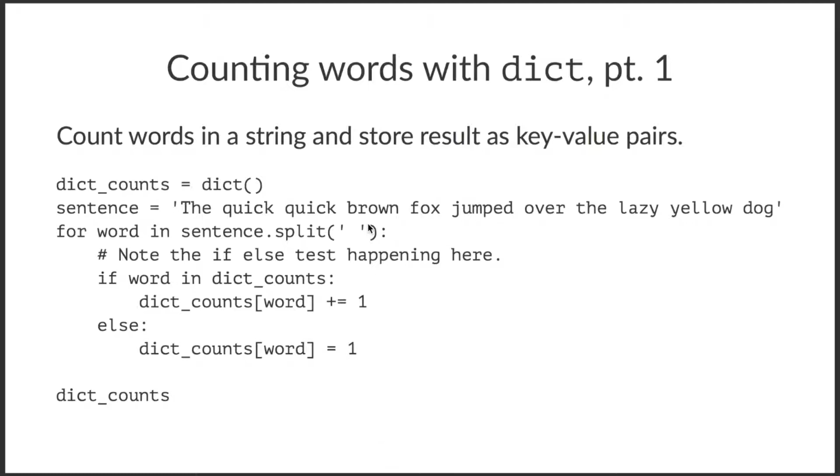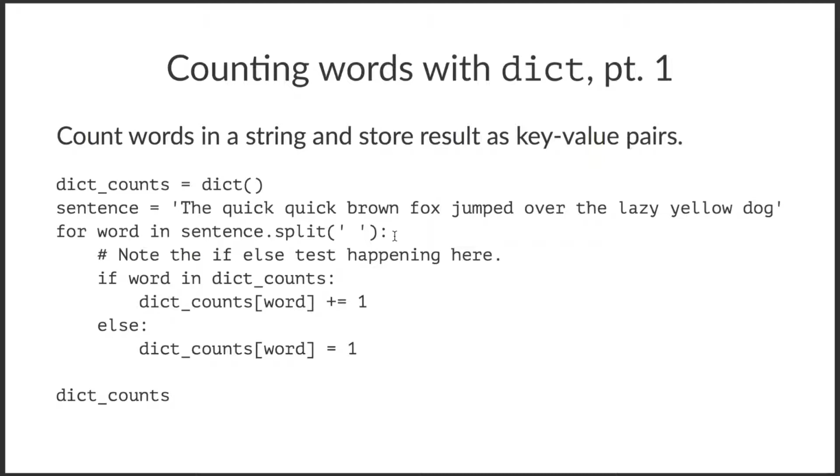So let's just look at a typical dictionary application here. What we'd have is we just count off each word. Each word would be a key. And we store that as a key-value pair, with the value being the number of occurrences of the word. So on our first line, we make a new dictionary. On the second line, I made a sentence of the quick brown fox jumped over the lazy yellow dog, and did quick twice, so I'd have two of the same word.